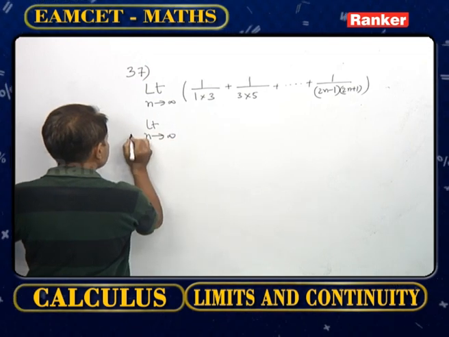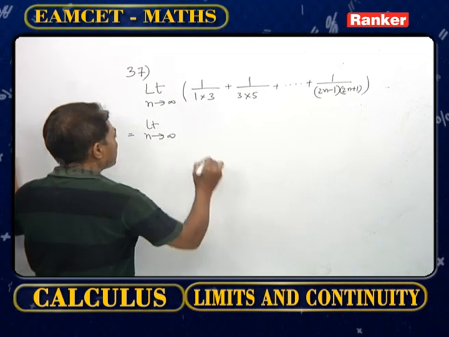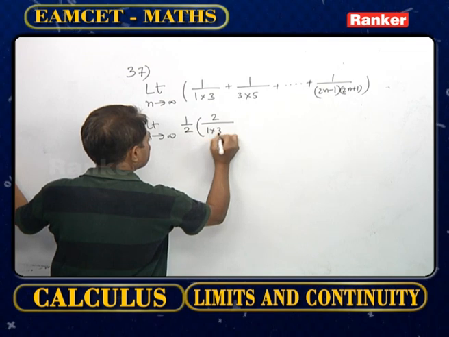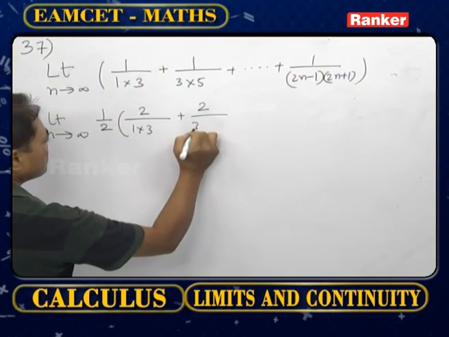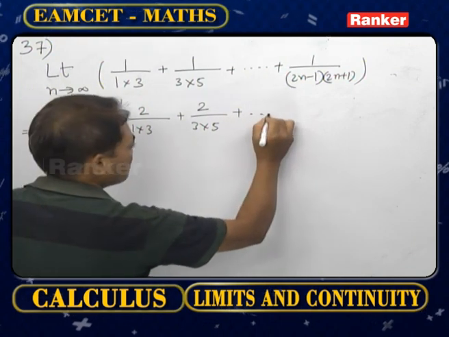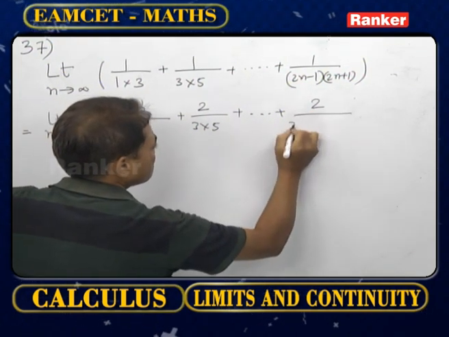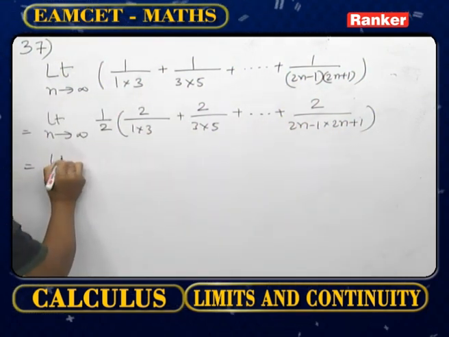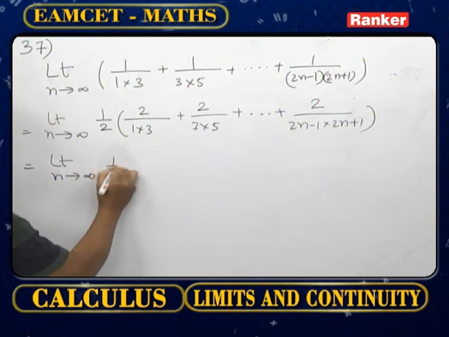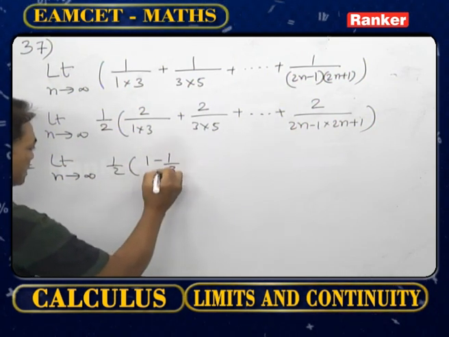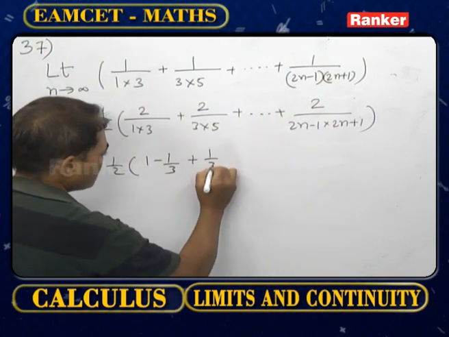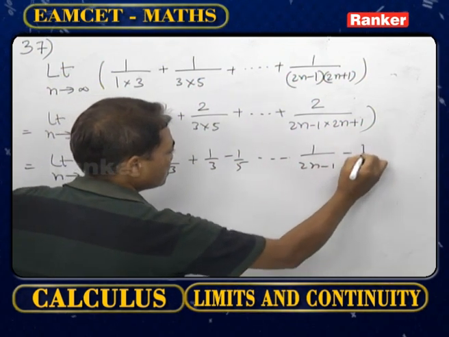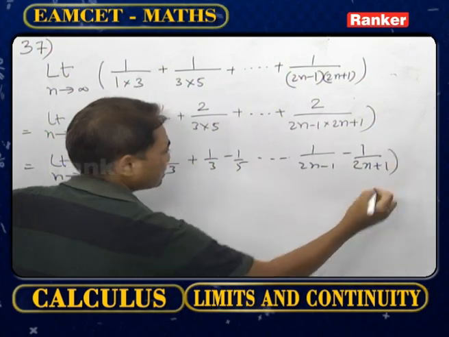So, it is very simple. What is the difference here? 2, no? So, multiply and divide with 2. 3 minus 1 is 2, 5 minus 3 is 2, similarly for the others. Now, let us separate these values and see what the answer is. This can be written as 1 minus 1 by 3, then 1 by 3 minus 1 by 5, and so on, up to 1 by 2n minus 1 minus 1 by 2n plus 1.